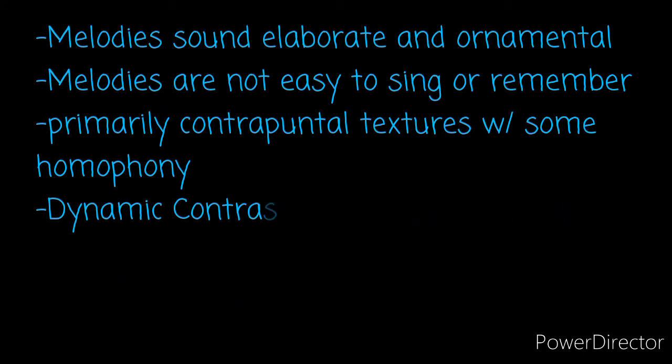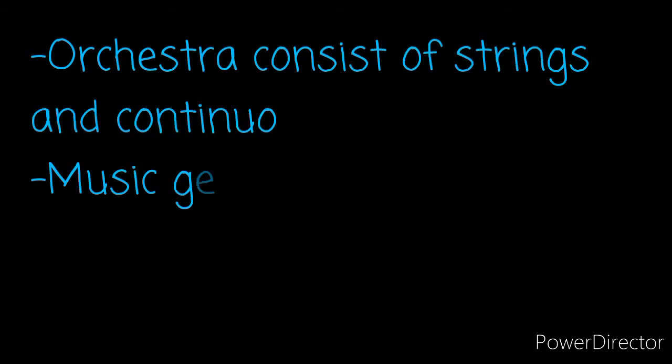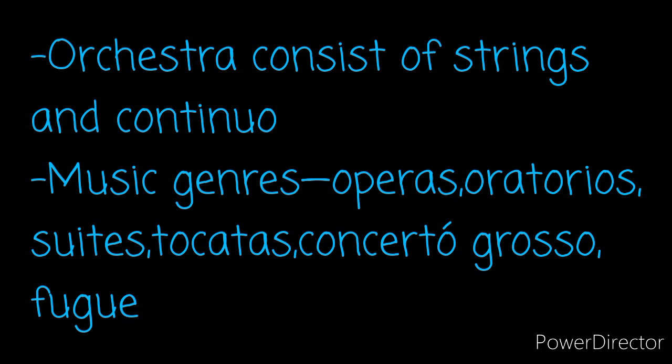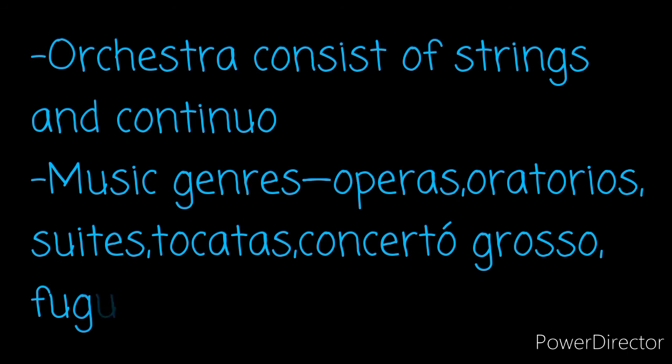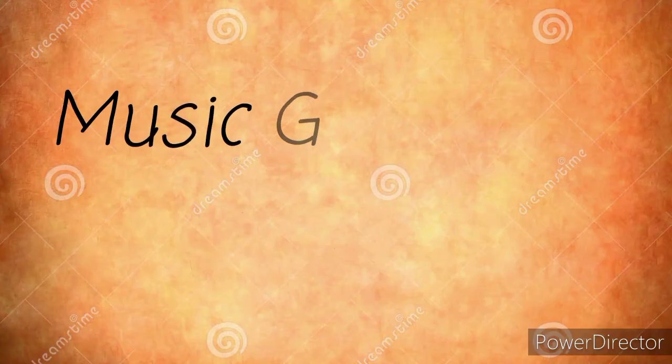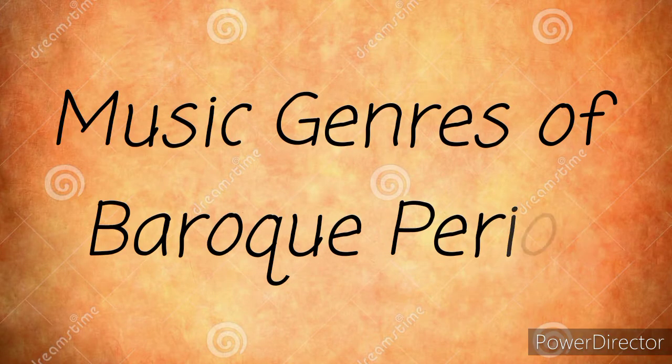Harpsichord and organ are the keyboard instruments that are commonly used. Orchestra consists of strings and continuo. Music genres: operas, oratorios, suites, toccatas, concerto grosso, fugue. Music genres of the Baroque period.